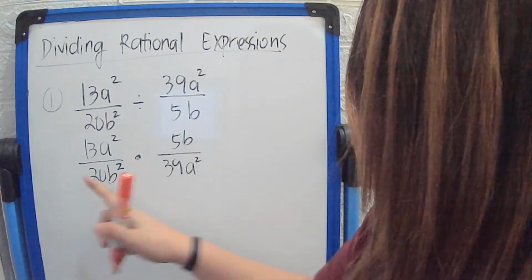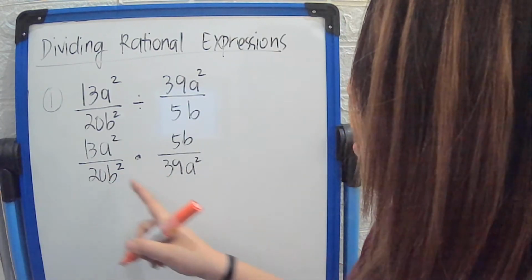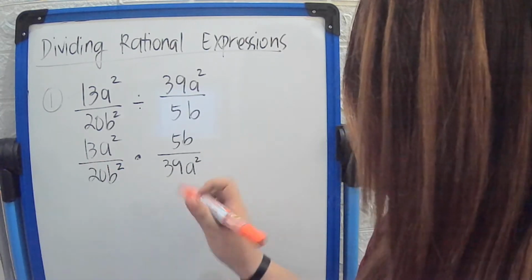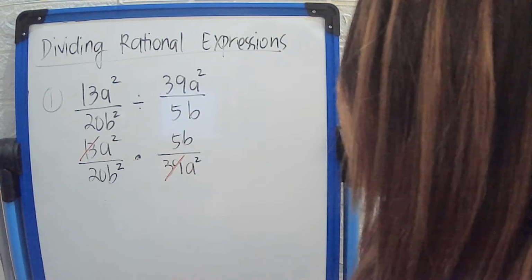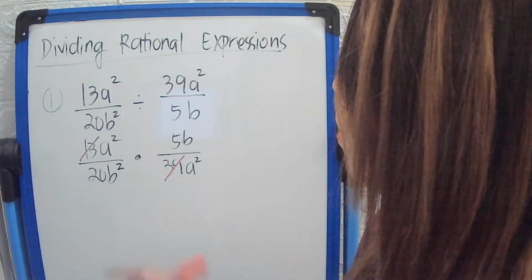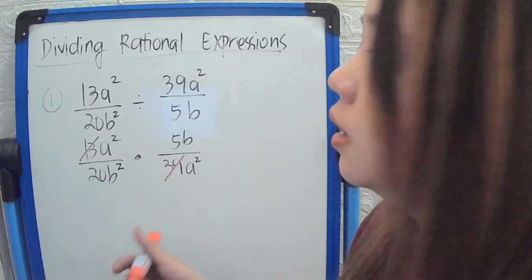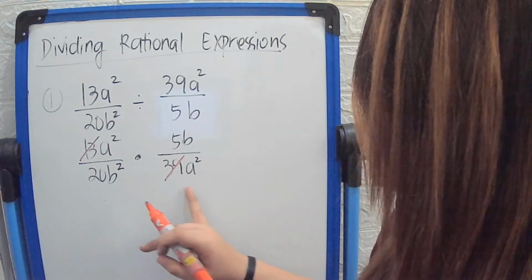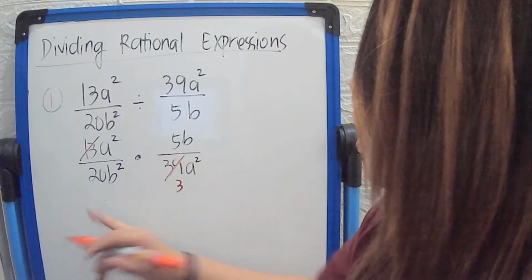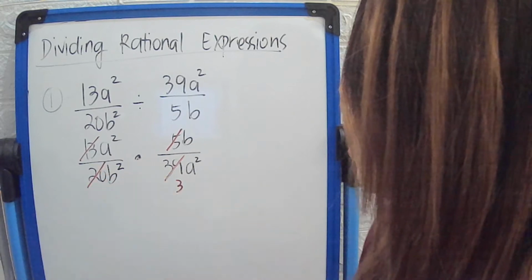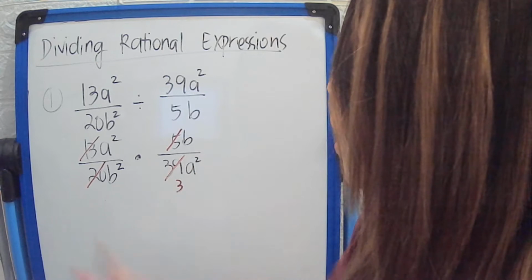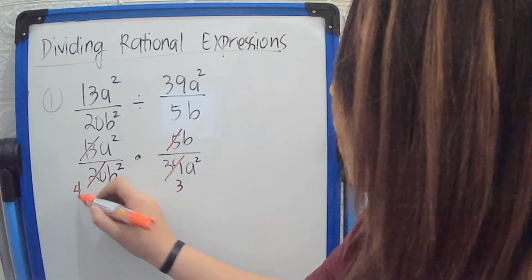Okay, so here, let us look at the numerical coefficients. As you can see, 13 and 39 can be eliminated by dividing both by 13 because 13 is their GCF. 13 divided by 13 is 1, so no need to write 1. 39 divided by 13 is 3. For 5 and 20, I can divide both by 5. So 5 divided by 5 is 1, so no need to write 1. 20 divided by 5 is 4.